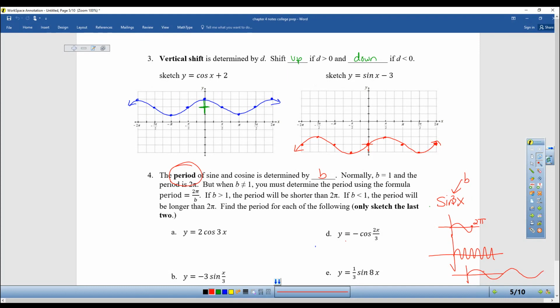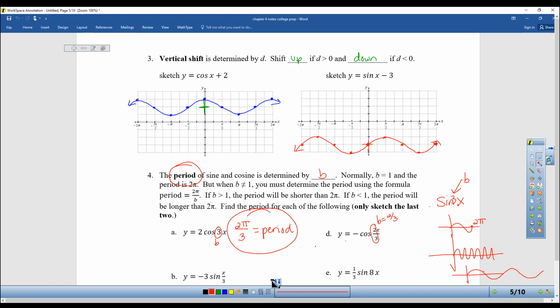So think of a hospital room where there was a machine doing different wavelengths. This B is the thing that determines that. So very simply, you can do the new period by finding your B, there it is, and doing 2 pi over B. That's your period, 2 pi thirds. We'll do that for all of them. In this case, here's my B.